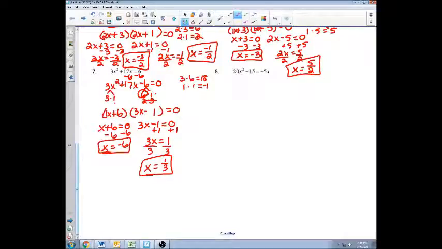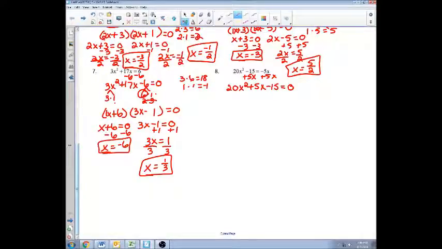Again, here I am not set equal to 0, so I need to add my 5x in order to set it equal to 0. Because I'm adding 5x, and I want to write this in standard form, I need to write it in descending order of my powers. So I'll have 20x squared first, plus 5x, minus 15 is equal to 0. As you notice, I have x squared, and then I have x to the first, and then I do not have an x. That is what I mean by descending powers.